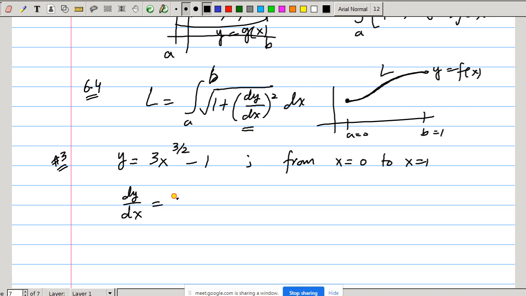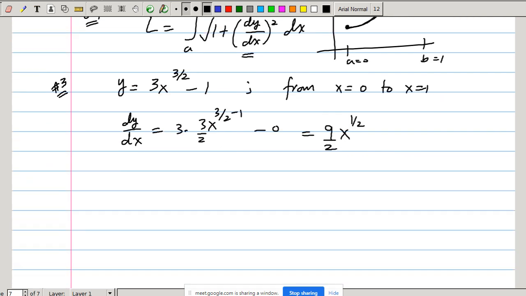So the derivative is 3 into 3x^(3/2 minus 1) over, sorry, that's it, minus 0. So that will become 9x^(1/2). 3 by 2, sorry, yes. 3 by 2 x^(3/2 minus 1). So 9 by 2 x^(1/2). So this is what I got.